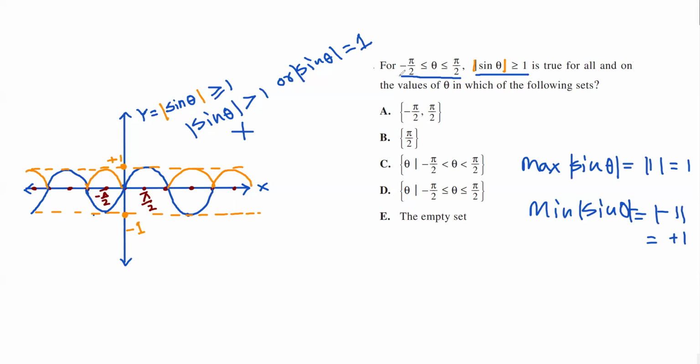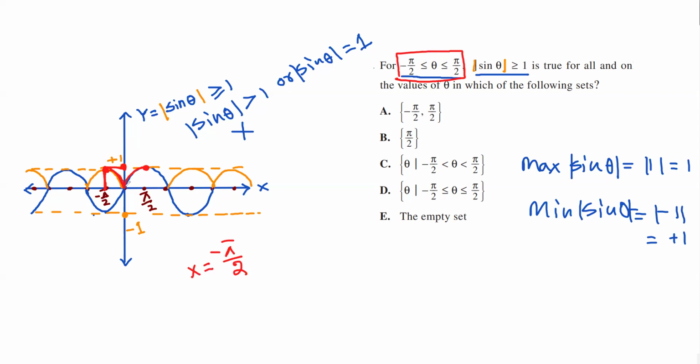the domain is restricted. It's from negative pi over 2 to pi over 2, including negative pi over 2 and pi over 2. So what are the x values for which the absolute value of sine theta becomes 1? We can see there is one point at negative pi over 2. So when you plug in x equals negative pi over 2, right? There the absolute value of sine theta is 1, right? So one value is negative pi over 2.